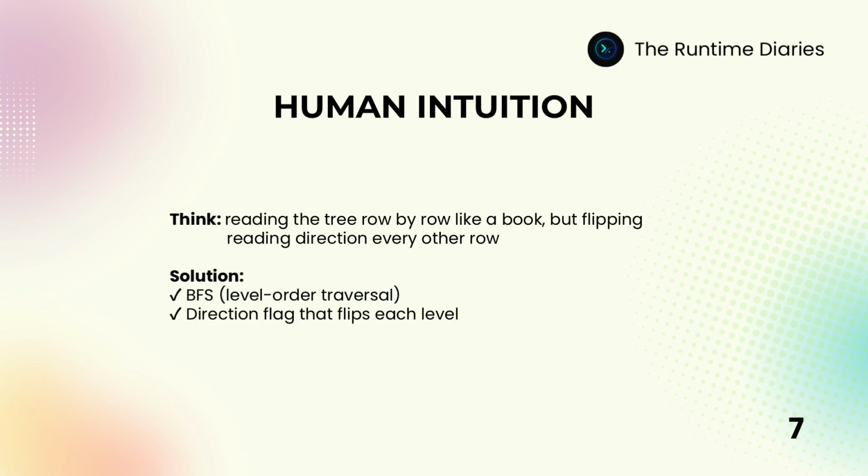Think of it like reading lines of text in a book, but every other line is printed backwards. One line reads left to right, next line reads right to left, next line goes back to normal, then backwards again. That's all we're doing with this tree traversal. It's a standard BFS, plus one Boolean flag that flips direction each level. The human intuition here is simple. Alternate your reading direction as you move down the tree, level by level.